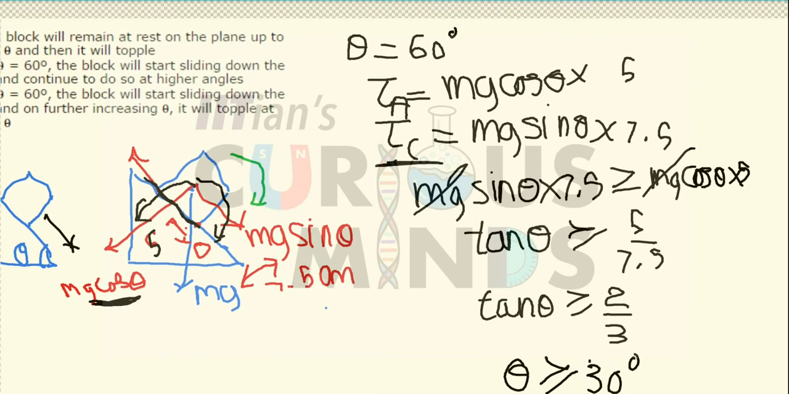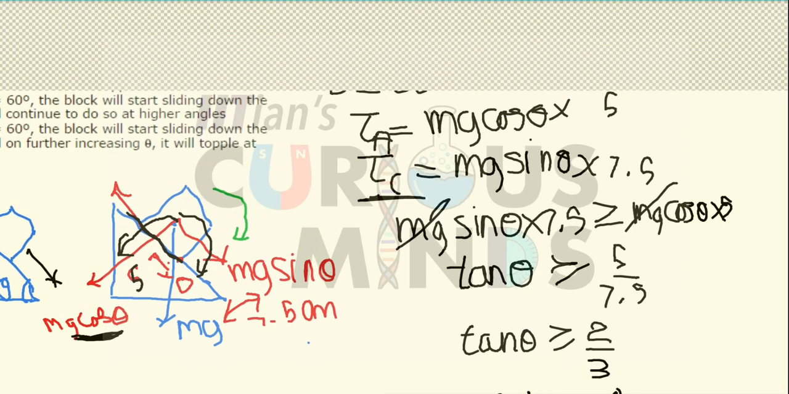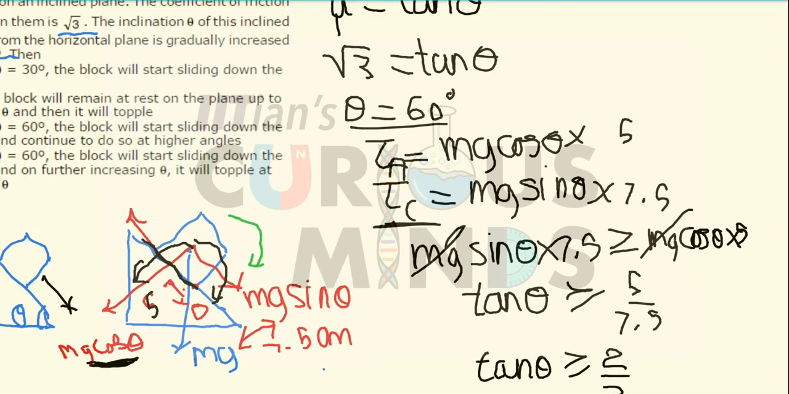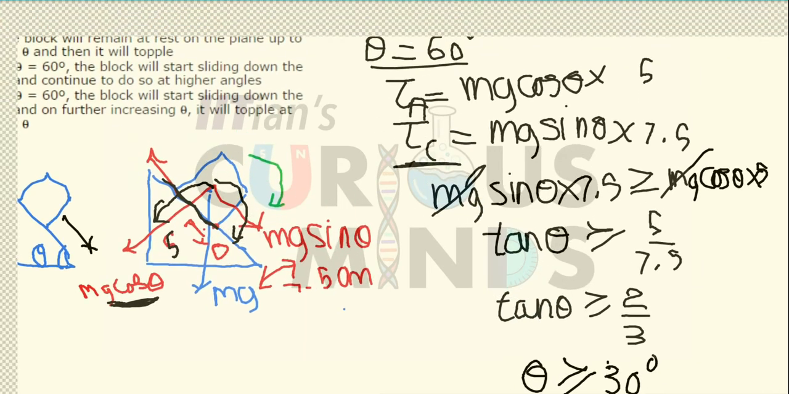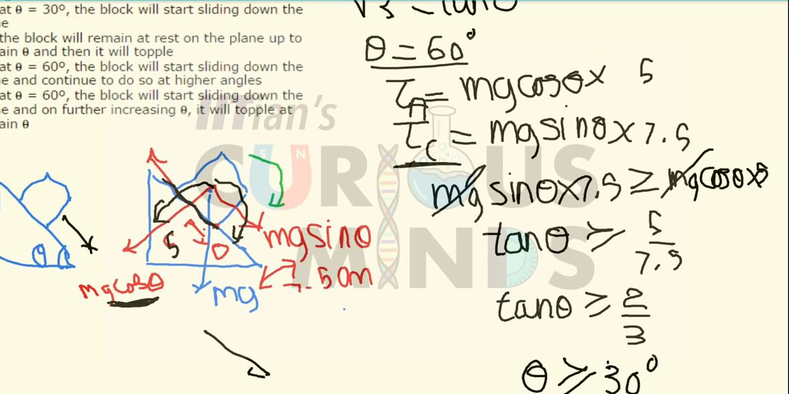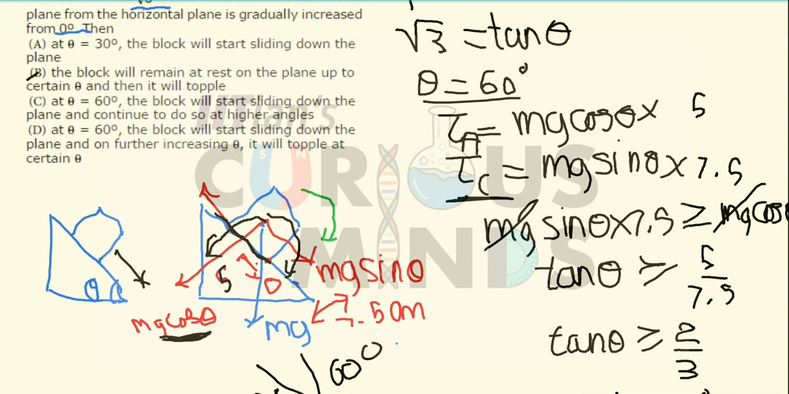Now it means that if I increase the angle beyond 30 degree, the body will tumble, and if I increase the angle beyond 60 degree, the body will slide down. Clearly, as I go on increasing the angle, the first value I encounter is 30 degree, then 60 degree. So before I reach 60 degree, the body will start tumbling. The angle is not given, but option B reads: the block will remain at rest on the plane up to a certain angle theta, and then it will topple or tumble along the plane.